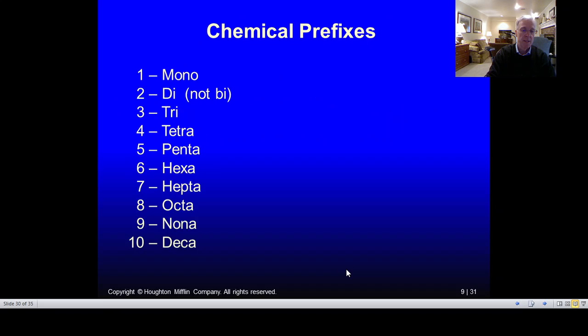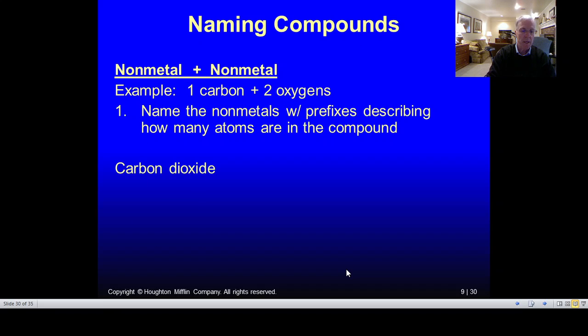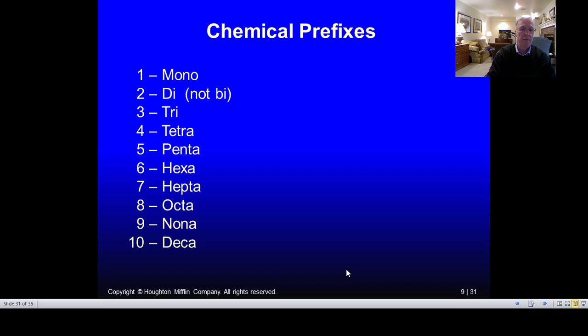2 oxygens, CO2. Now, to be able to do this, we have to learn these prefixes for the numbers 1 through 10, these Greek prefixes. So the prefix for 1 is mono, for 2 is di, not bi. If a chemist had to name the bicycle, he would have called it a dicycle. Tri is the prefix for 3, tetra for 4, penta for 5, hexa for 6, hepta for 7, octa for 8, nona for 9, and deca for 10. You're just going to have to memorize these chemical prefixes.